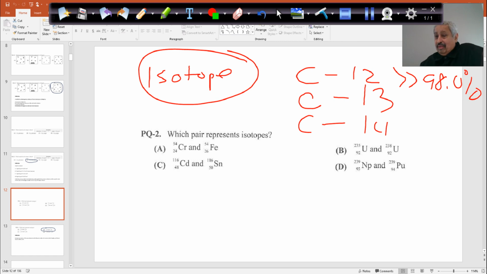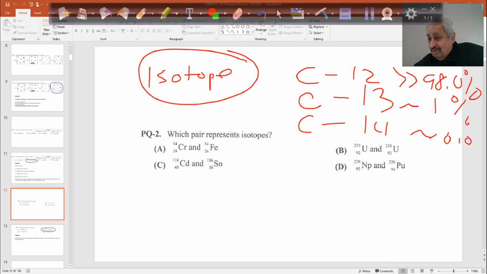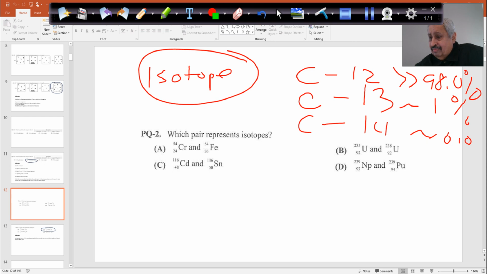Carbon 13 is about maybe 1%. Carbon 14 is close to 0.01%, a couple of zeros, a very, very small amount. That's just a rough example. Carbon 12 is our charcoal, the most abundant isotope. So the carbon has 3 types of modification found in nature: 12, 13, 14.